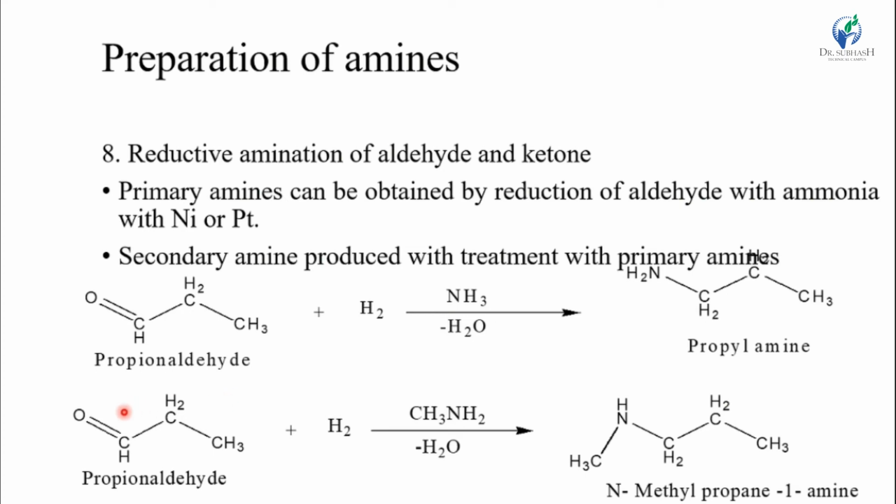Then as per the secondary amine procedure, a secondary amine is produced with the treatment of the primary amine. So first we take propanaldehyde plus H2 and treatment with the primary amine. This is methylamine, a primary amine, one water molecule is also removed and N-methylpropanamine is generated. This is a secondary amine and this is a primary amine.